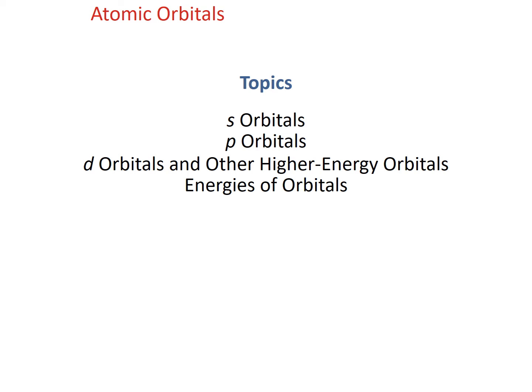So last time we had talked about quantum numbers and how those related to atomic orbitals. Here we're going to actually talk about these specific atomic orbitals, like the s orbitals, p orbitals, and we'll talk a little bit about d orbitals and other high energy orbitals, but only very briefly, and the energies of these orbitals.